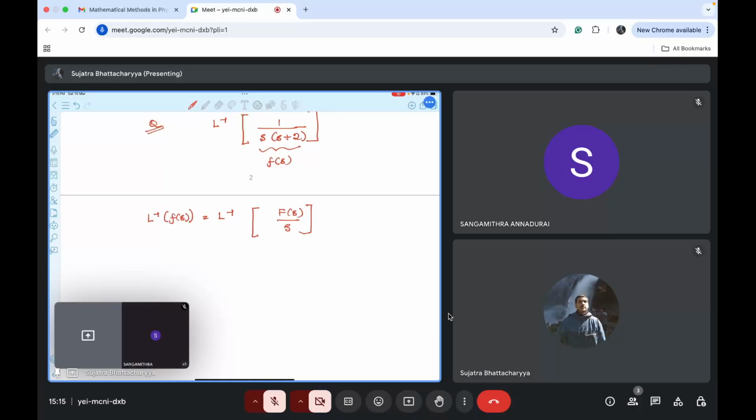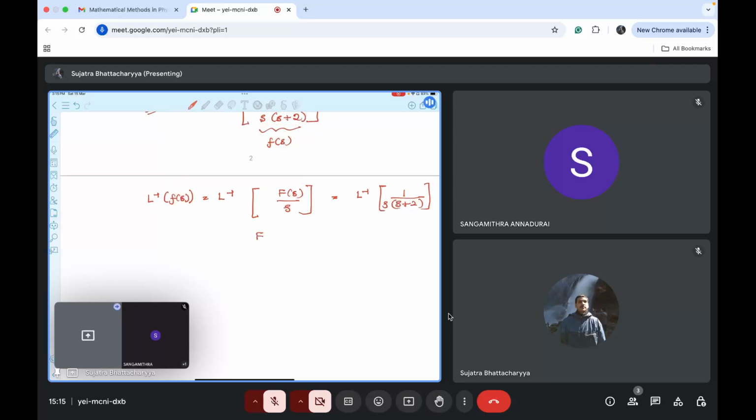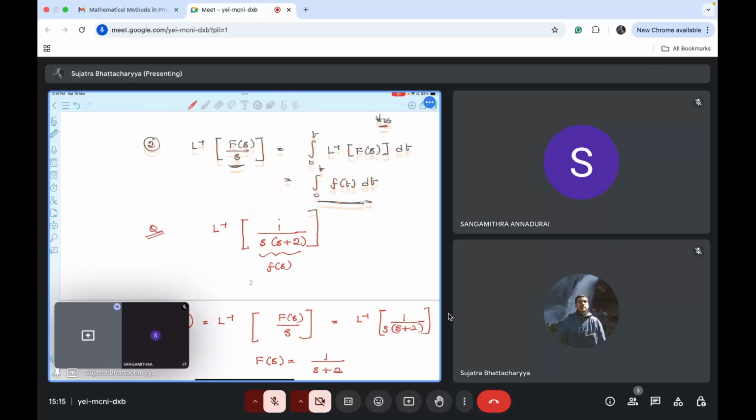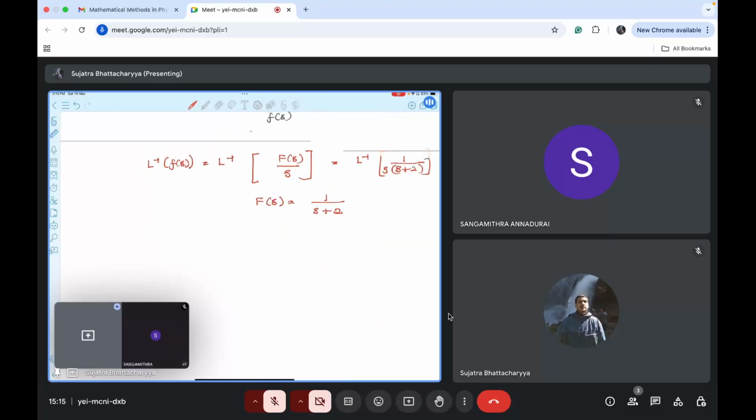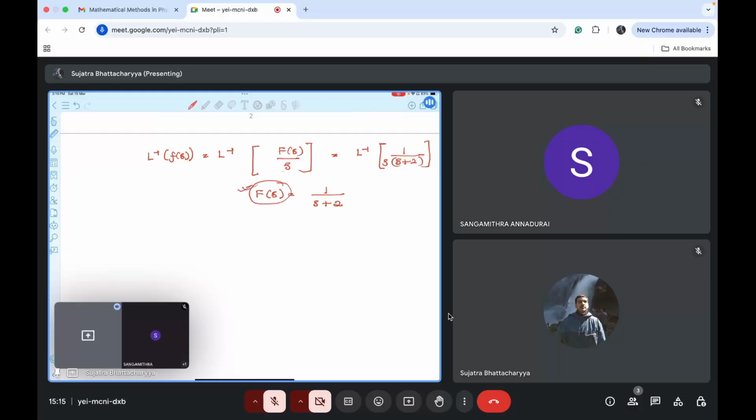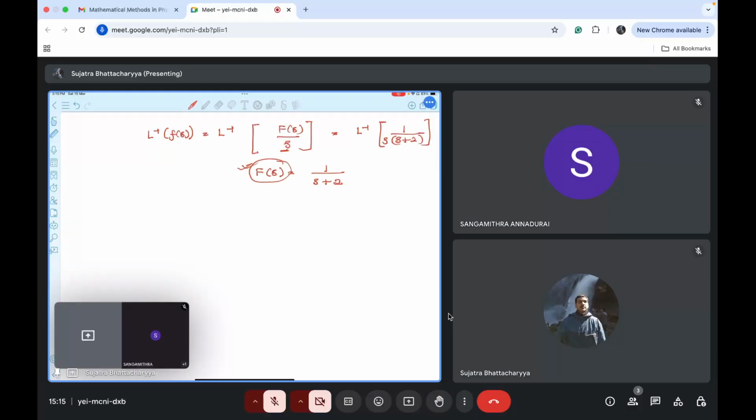I'm writing it. I can write, of course. So L inverse can clearly see that f of s is nothing but 1 upon s plus 2 and times s. So capital F of s, I can write it as 1 upon s plus 2. Remember the property: L inverse of F(s) by s is the integral from 0 to t of L inverse of F(s) dt. So I have to only consider this. I don't need to consider F(s) by s together. So we will solve for the inverse Laplace transform of this and then integrate it.